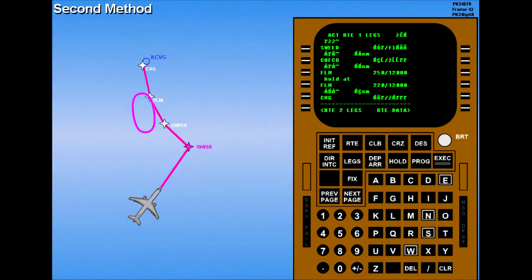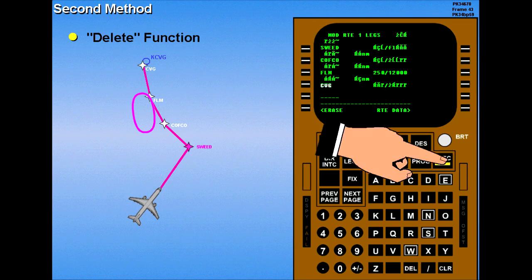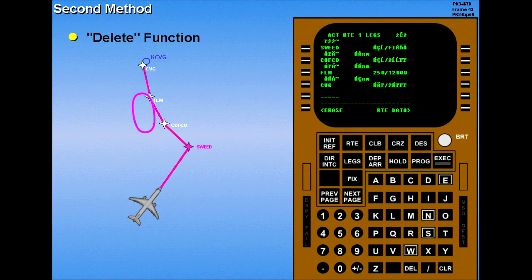The second method of canceling a holding pattern prior to the aircraft's entry is by use of the delete function. First, select the legs page and identify the holding fix line. Next, use the delete function to remove the hold at line. Then execute the modification and the holding pattern will cancel. Now let's try another exercise and a question.